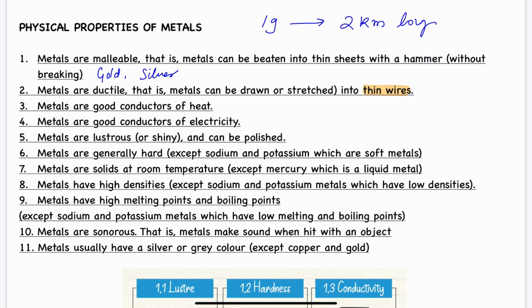Do you know that if we take 1 gram of gold, we can draw a 2 kilometer long wire out of it? So from these 2 points, we got to know that metals are highly malleable and ductile in nature. After that, metals are good conductors of heat. For this, we have one activity to prove.